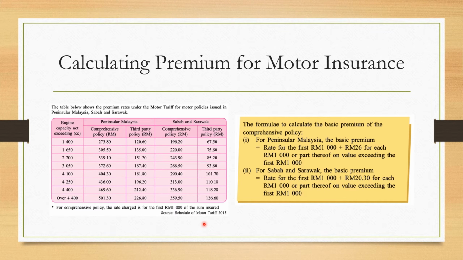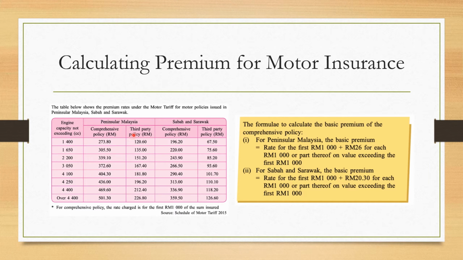Alright, so we have done calculating premium for life insurance. Now we have to calculate premium for motor insurance. For this topic, we need to take note of a few things. The first thing is the table right here. In your test, if they don't give you this table, you cannot do any question related to calculating premium for motor insurance. This table was taken from the Schedule of Motor Tariff 2015. In your test, they may give you a different table with updated figures, for instance Motor Tariff 2020. For our examples, we're going to use the Motor Tariff 2015 table.